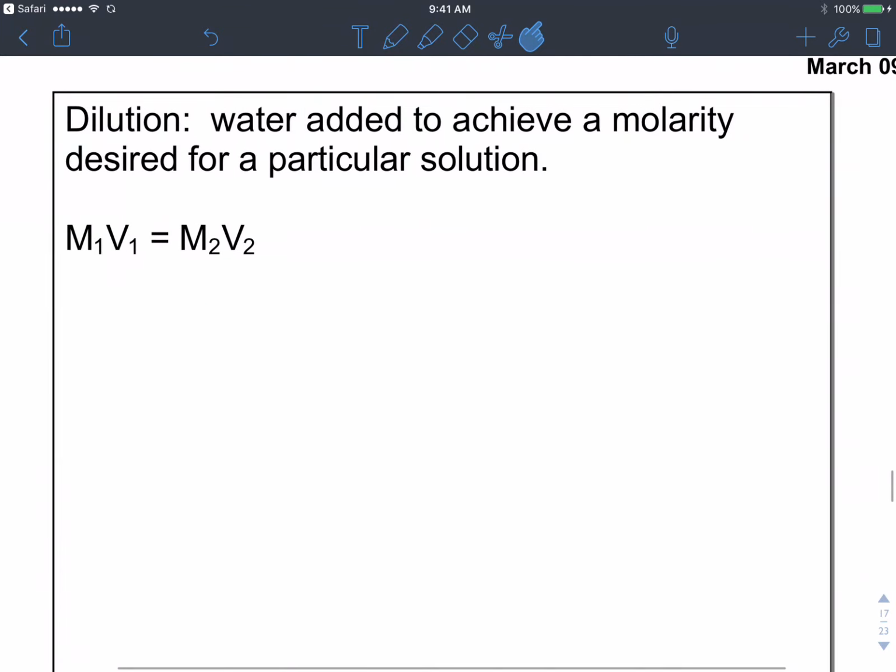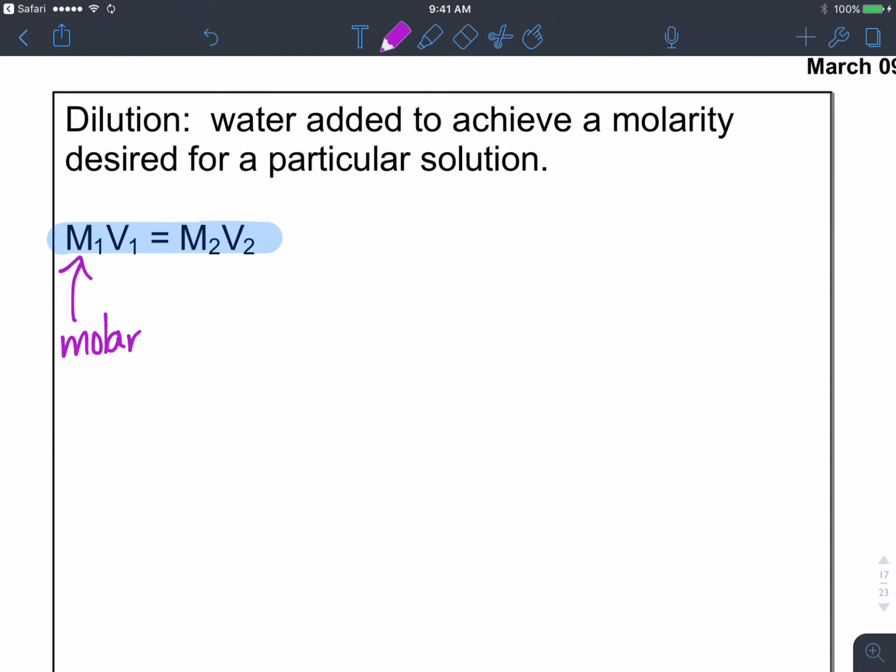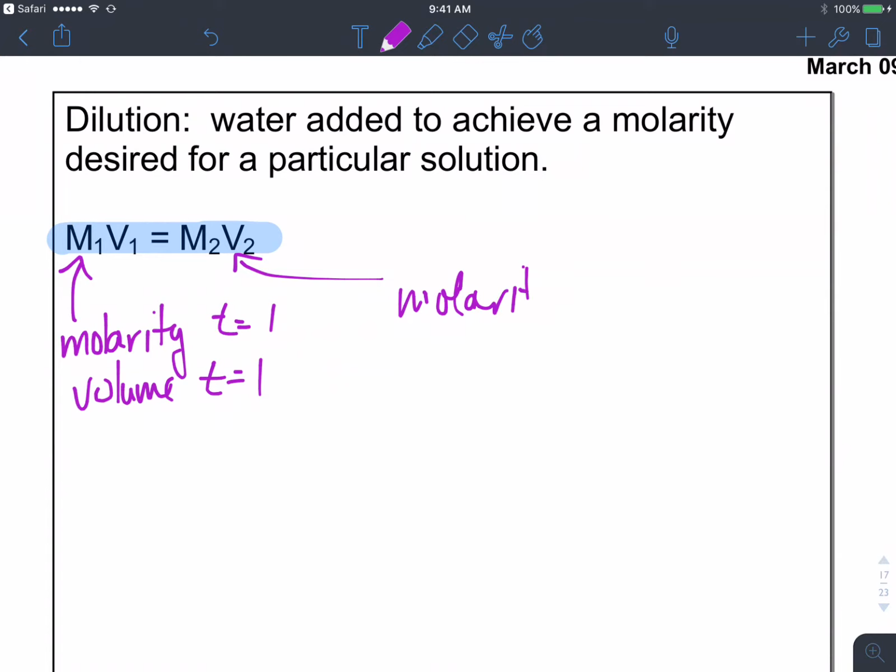Now, what if I have something like 12 molar HCl? What do I do with that? Well, 12 molar HCl is a well-known concentration of concentrated hydrochloric acid. I can then use this equation that's here, M1V1 equals M2V2, in order to figure out how to dilute the solution. How does it work? Well, this is the molarity at time 1 times the volume at that molarity at time 1. This then would be the molarity at another time, we'll just call it time 2, times the volume of that same molarity at time 2.